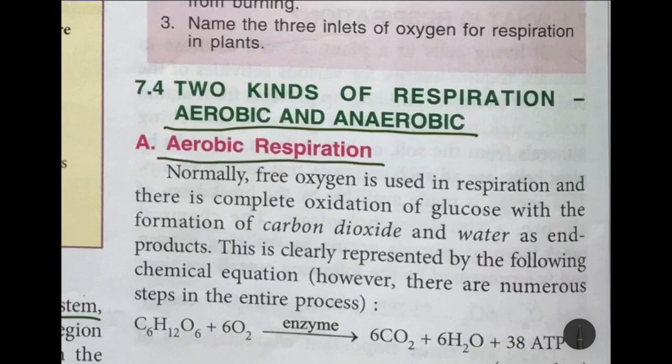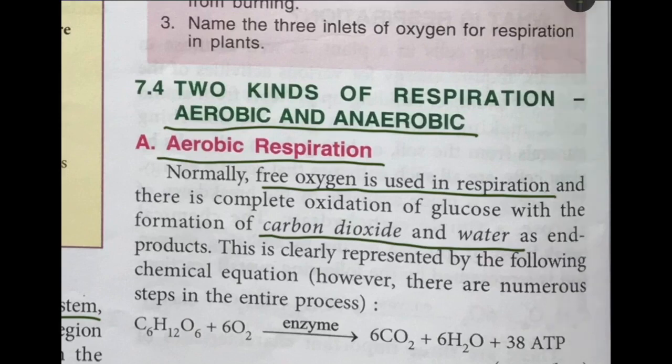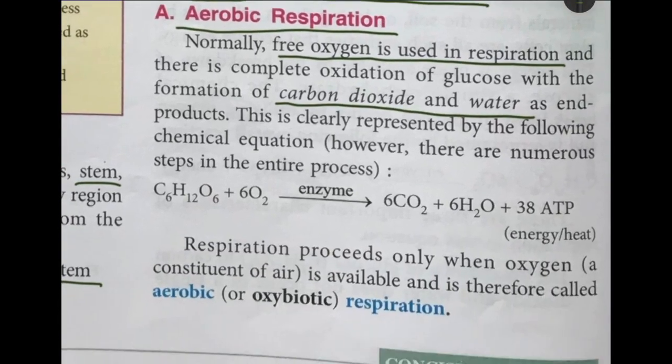Now whenever we talk about respiration, what must be taken in? Oxygen must be taken in. That is, free oxygen is used in respiration. And what happens to the glucose? It is completely broken down to give out carbon dioxide and water and energy as the end product. And of course, you can see it in this equation. 1 molecule of glucose is completely broken down by 6 molecules of oxygen using some enzymes to form 6 molecules of carbon dioxide, 6 molecules of water, and 38 ATP.